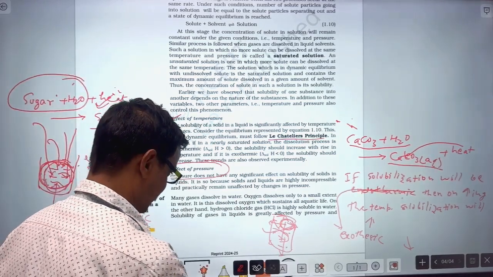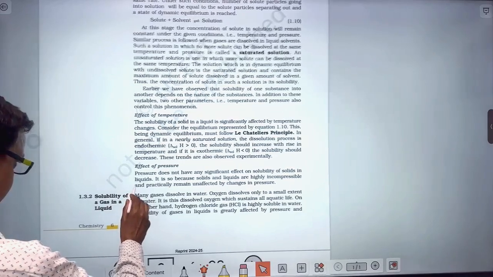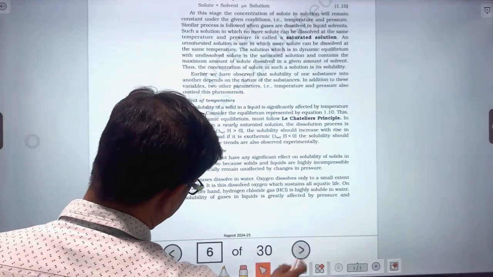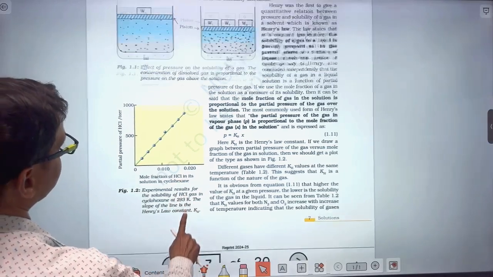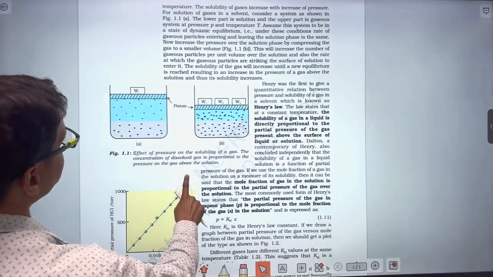Okay guys, now we will discuss the solubility of a gas in a liquid. What actually is the solubility of a gas in a liquid?